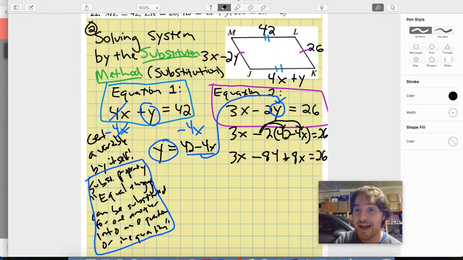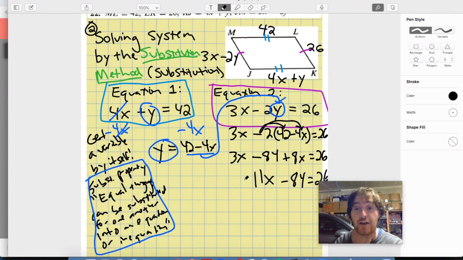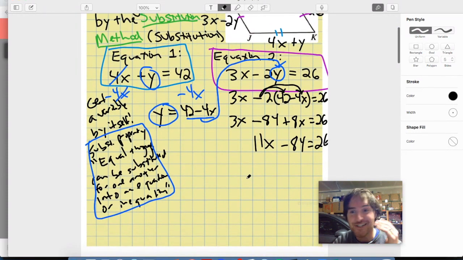And now we can combine like terms, right? 3x plus 8x is 11x. I'm going kind of quickly because this should be pretty easy for you. If you are in geometry right now, solving an equation like this should be pretty easy. If not, you got to figure out ways to practice solving equations. You should have plenty of this in Algebra 1, or else we have bigger problems to deal with in geometry than this.